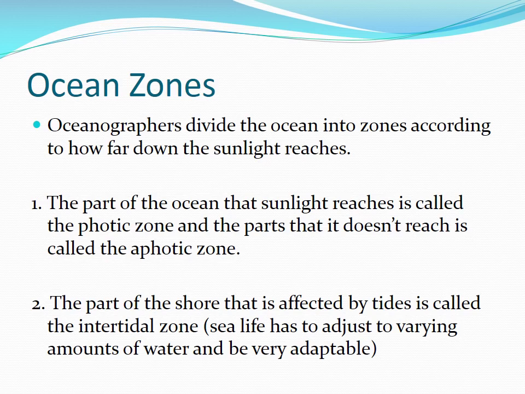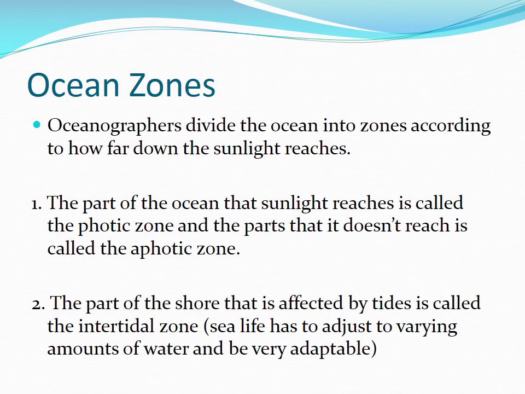So the part of the ocean that sunlight reaches is called the photic zone, and the part that it doesn't reach is called the aphotic zone. Remember, whenever you have the letter A in front of a word, it usually means not. So aphotic means not photic, or no light.